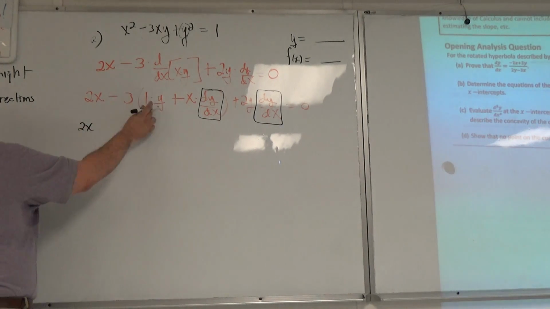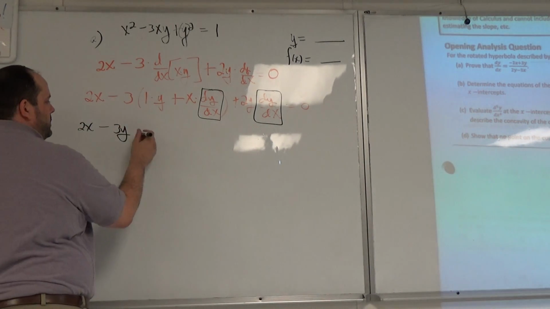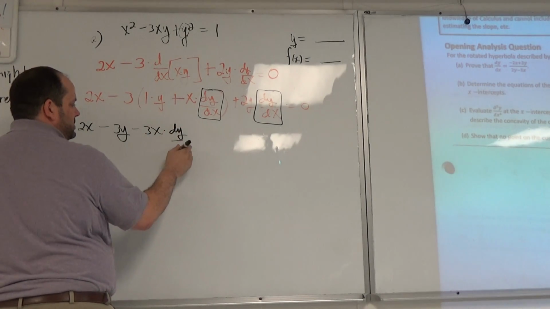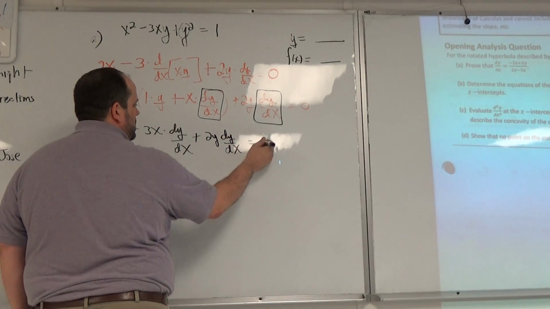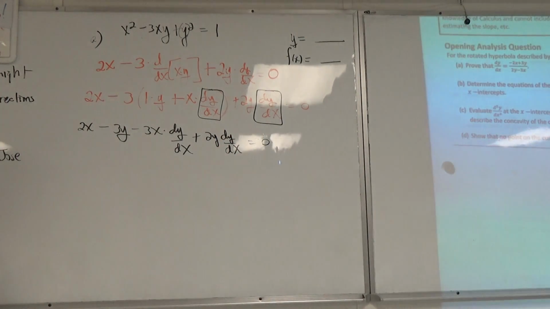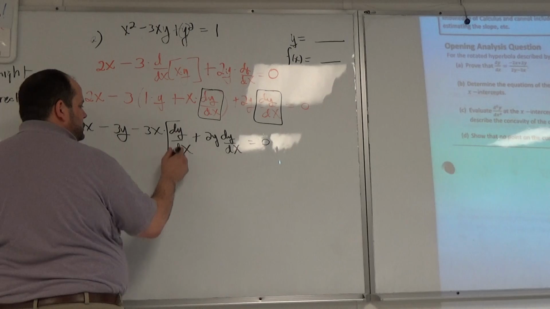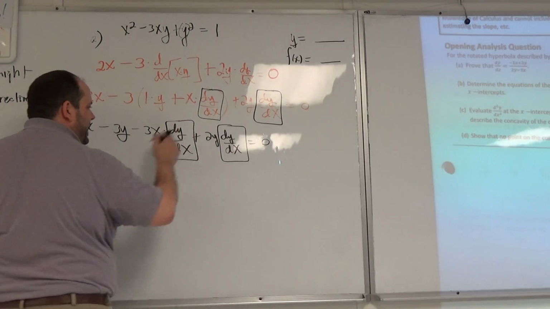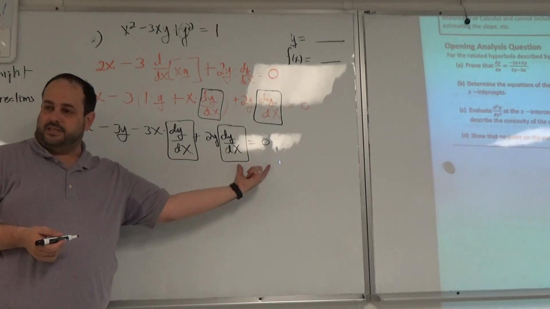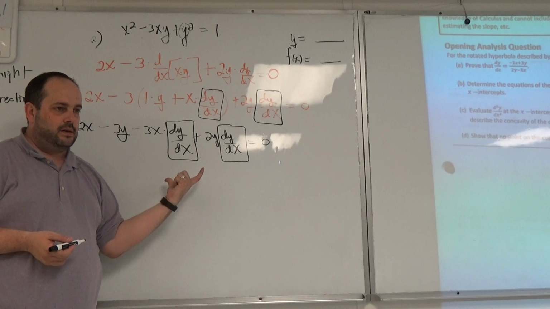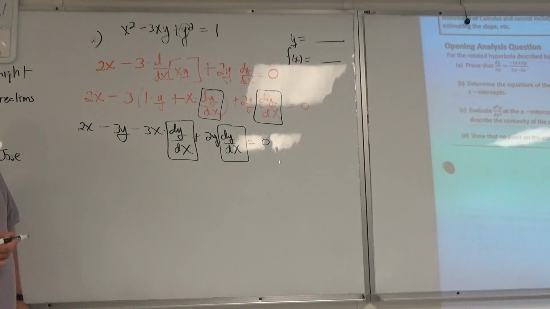I've got 2x, distribute that negative 3 minus 3y, minus 3x dy dx, plus 2y dy dx is equal to 0. Not doing any calculus anymore, it's just algebra. I've got a dy dx over here. I've got a dy dx over here. What we said is we're going to take any term that has this dy dx in it and keep it on one side. All the terms that don't have dy dx, move them to the other. Legal? Absolutely. So, Edgar, what's the legal algebra you're going to do here?